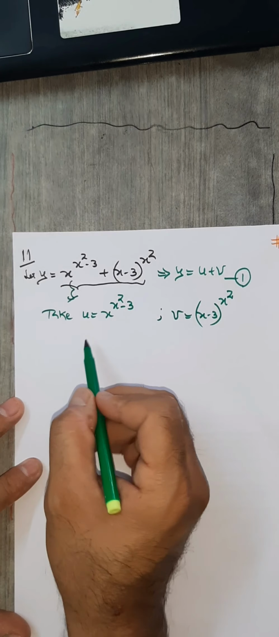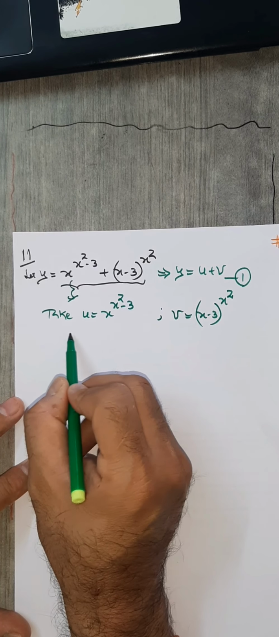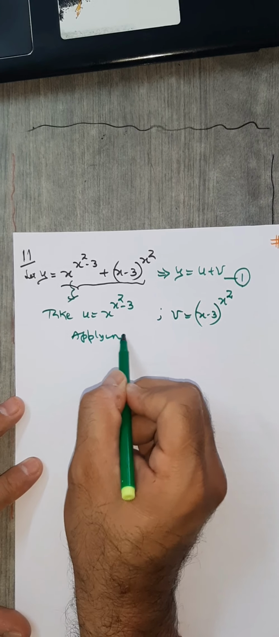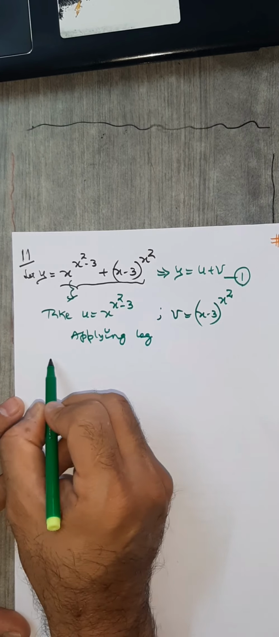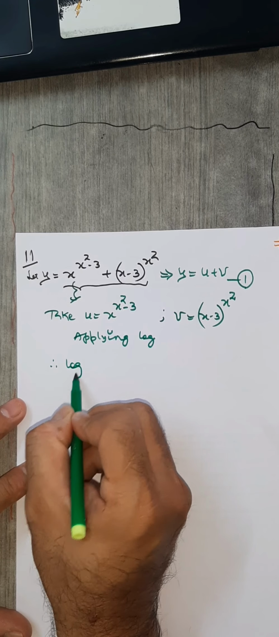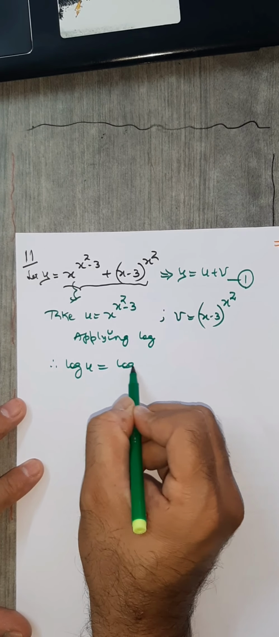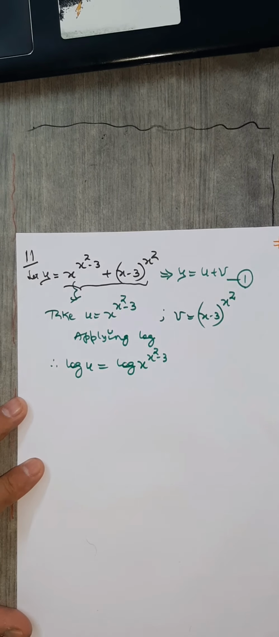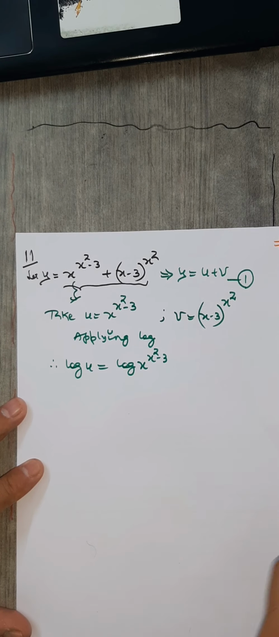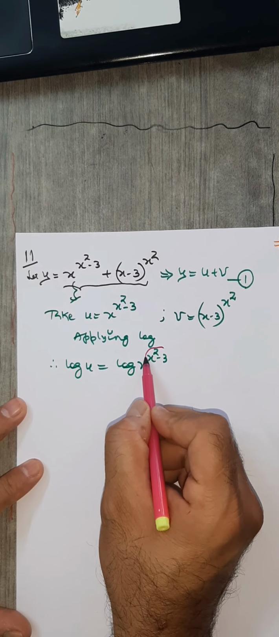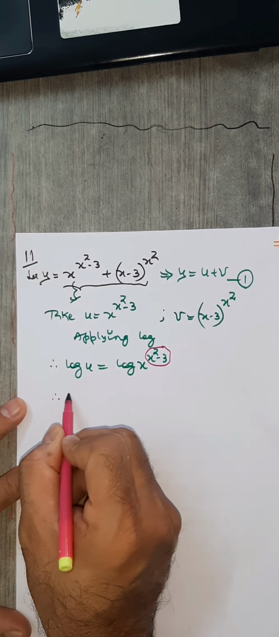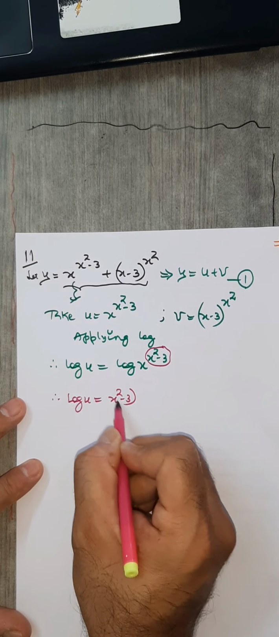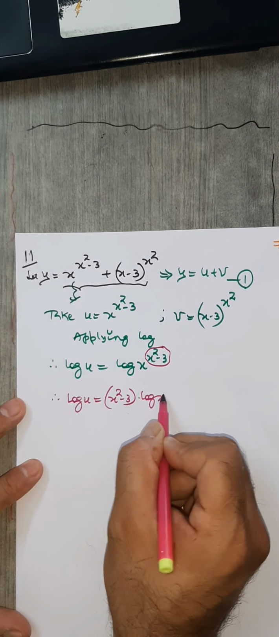Now you know this, I think. Now you can do it. I'll just do for one part, applying log here. So log u equals to log of x raised to x squared minus 3. Now that x will be in x squared minus 3, this will be in the product, you know now. So log u equals to x squared minus 3 into log x.